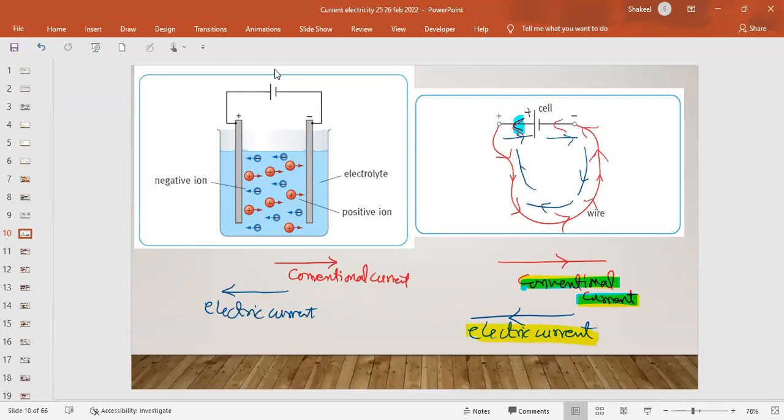Okay. This is the liquid battery, and in the liquid battery you can see that the positive ions are moving towards the negative end, like towards the cathode, and the negative ions are moving towards the positive plate. So negative ions move towards positive plate, positive ions move towards negative plate. So the movement of positive ions is conventional current and movement of negative ions is electric current. So in a liquid battery, both type of ions are moving, positive and negative. But in a dry battery, dry cell, only one type of charges are moving.